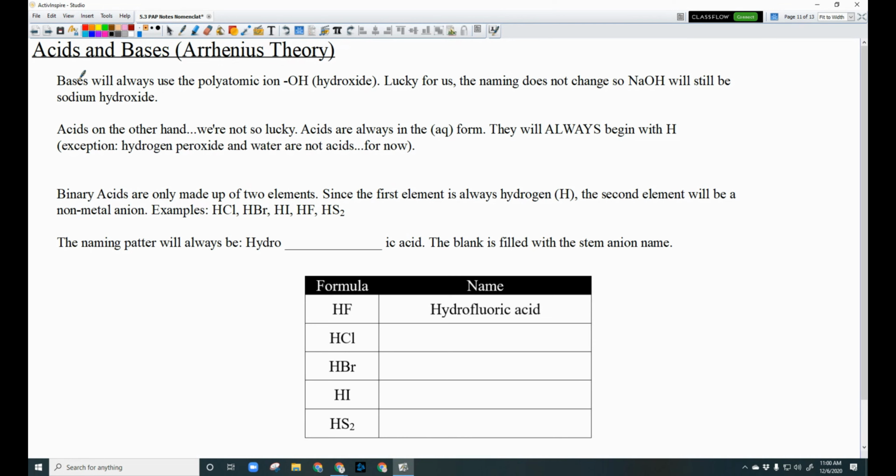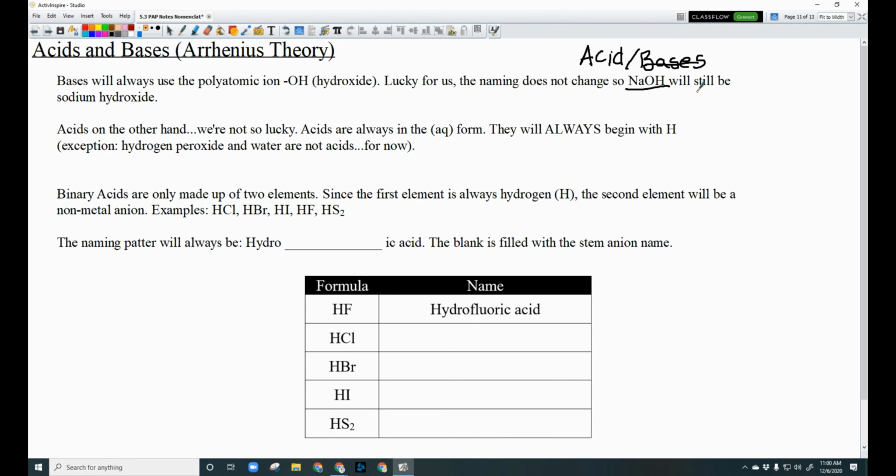Bases are always going to have a polyatomic ion of OH attached to it. So for example, NaOH is a base. There's no difference in naming this because it's a base. So sodium hydroxide: sodium, and this is the polyatomic ion hydroxide, so this is sodium hydroxide. So bases are going to stay the same. There's not going to be any change.